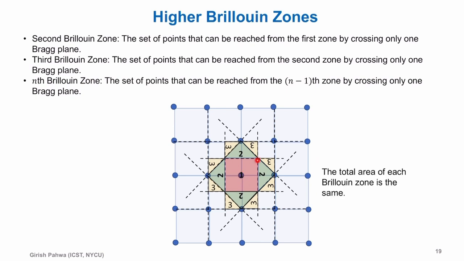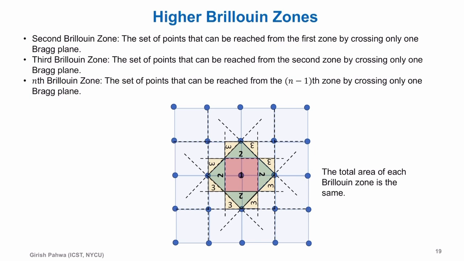Okay, this area, and if you take these four and combine them, it is going to make a square, so the area will be equal. And if you take the area of all of these things, that will also be equal to the area of this. So these are higher Brillouin zones, although we will mostly be talking about the first Brillouin zone in this course.